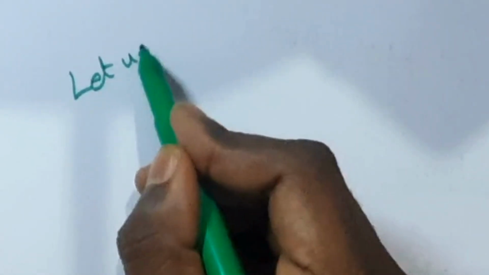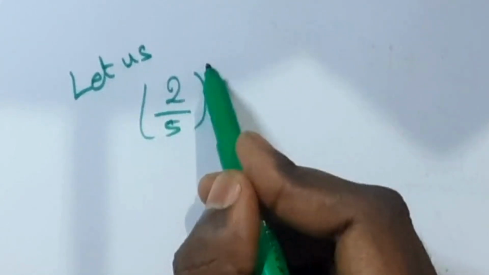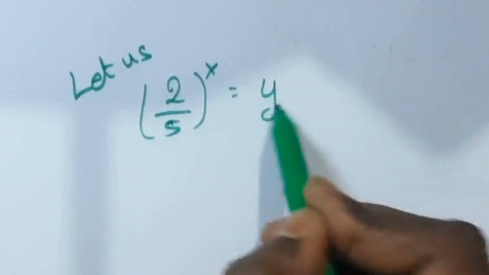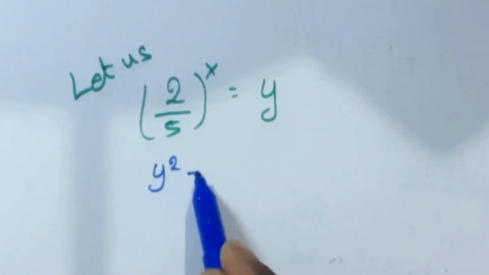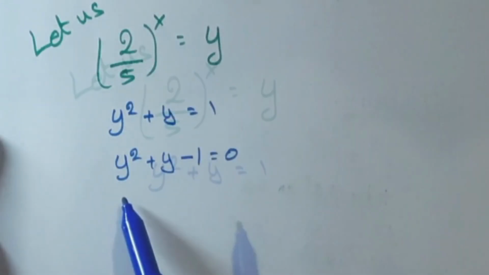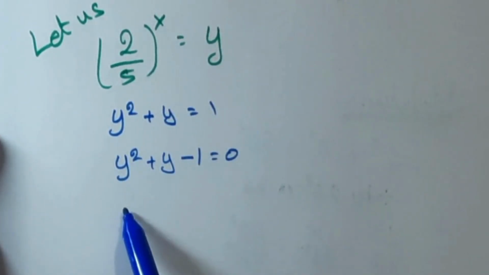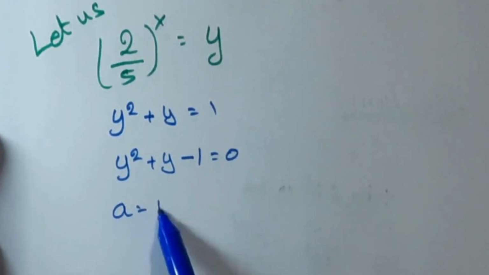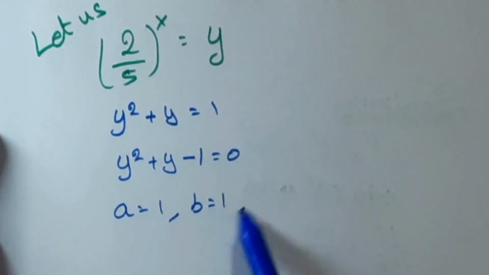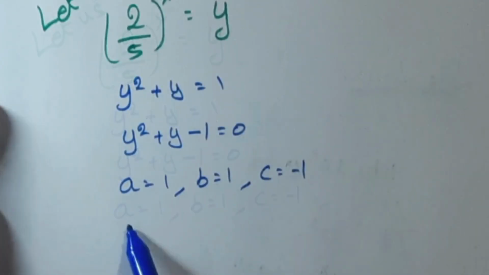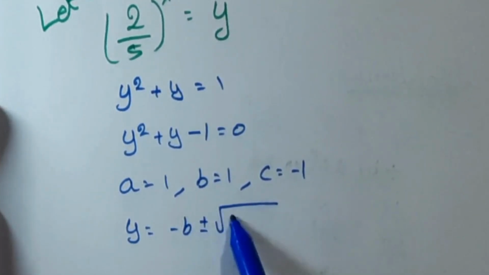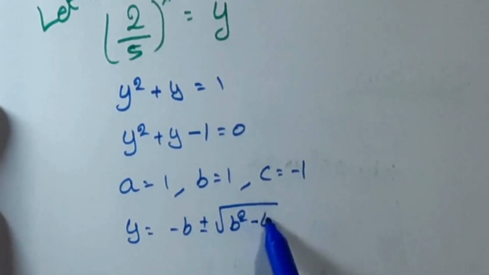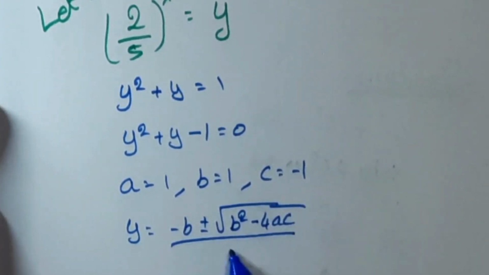Let us consider 2 by 5 whole power x equal to y. So y square plus y equal to 1. Now the equation looks like a quadratic equation. The values here are a equal to 1, b equal to 1, c equal to negative 1. y equal to minus b plus or minus root of b square minus 4ac by 2a.